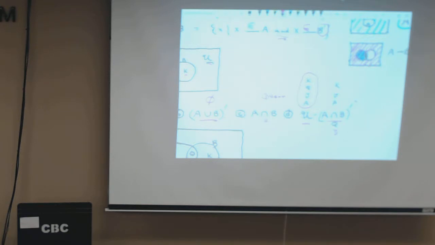Let's change colors here. What's the complement of queen? Ace, king, jack. Everybody follow that? The complement of something is everything in the universe except that something. Everybody follow that? And the something we're looking at was queen, so the complement of queen would be ace, king, jack.